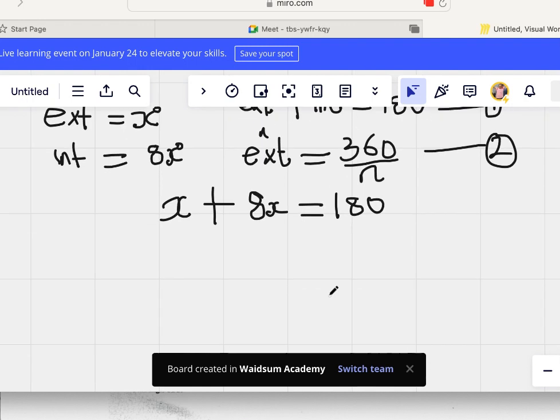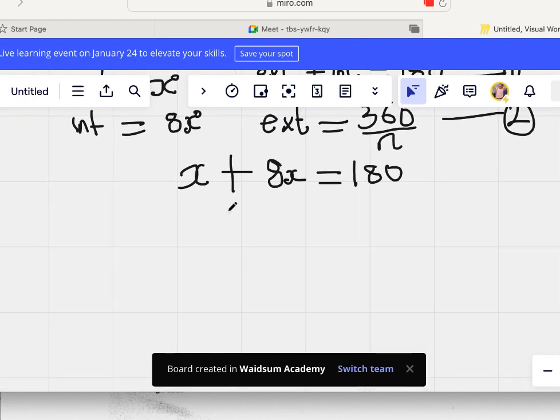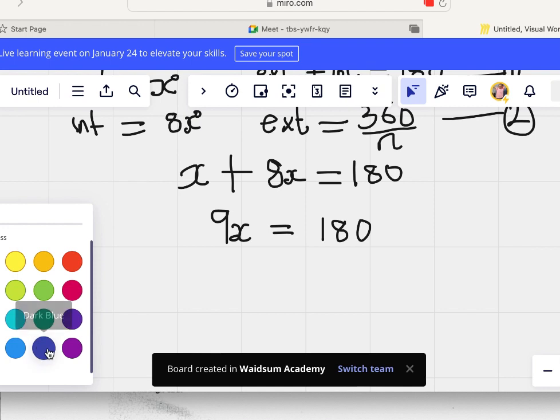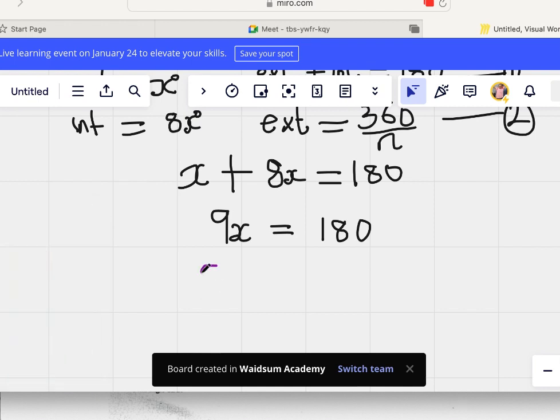The next thing to do is to add them up. x plus 8x gives 9x, so 9x equals 180 degrees. We divide both sides by 9 so that we can get x. So we say 9x over 9 is equal to 180 over 9.